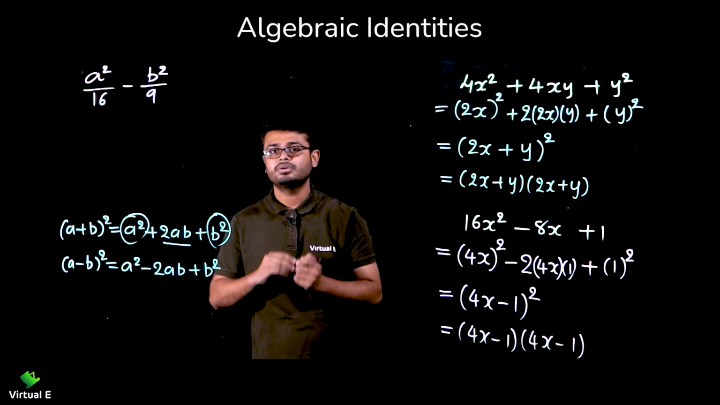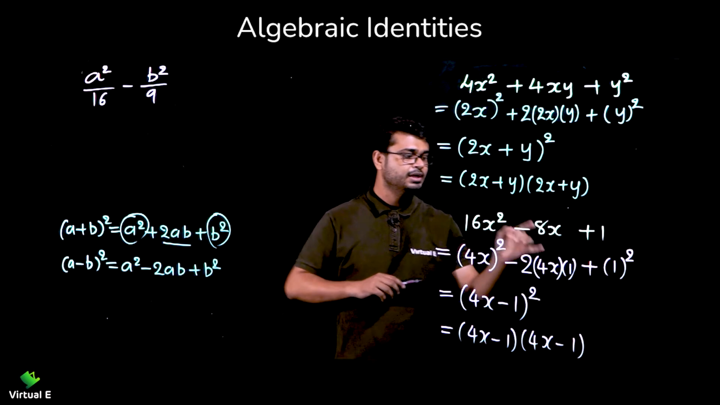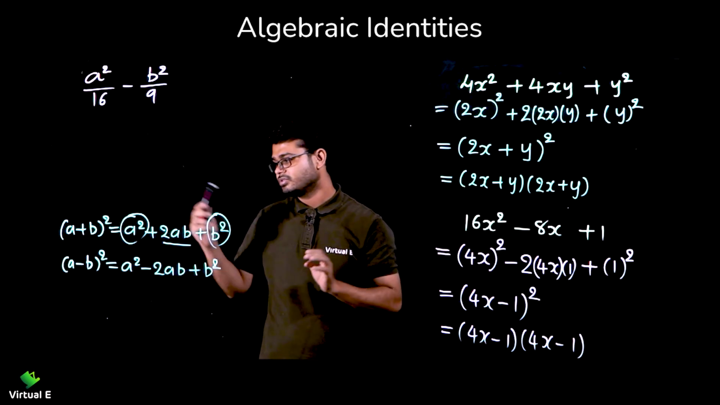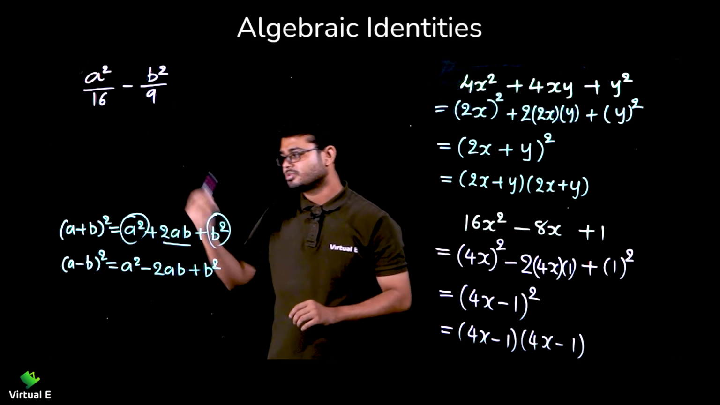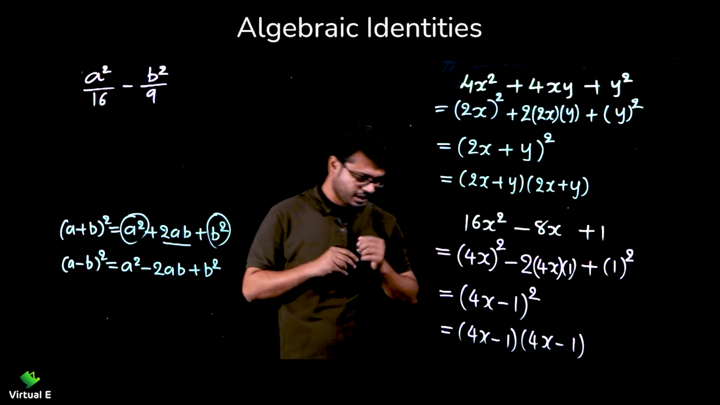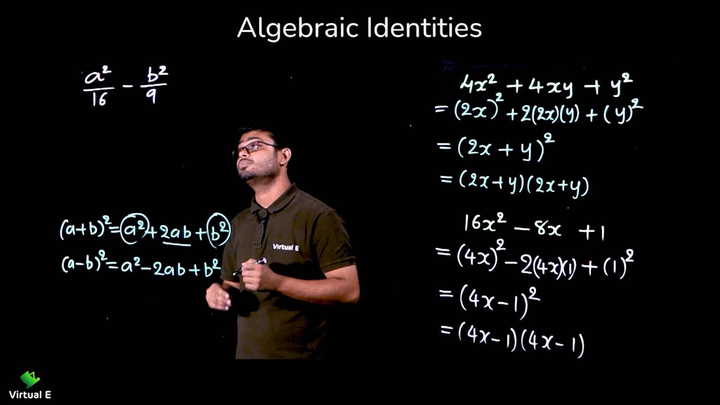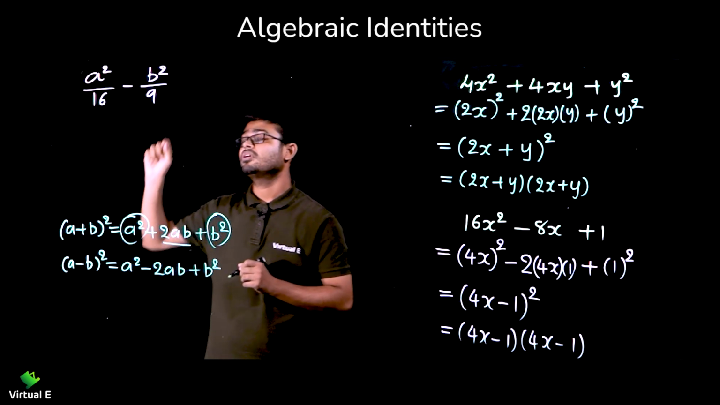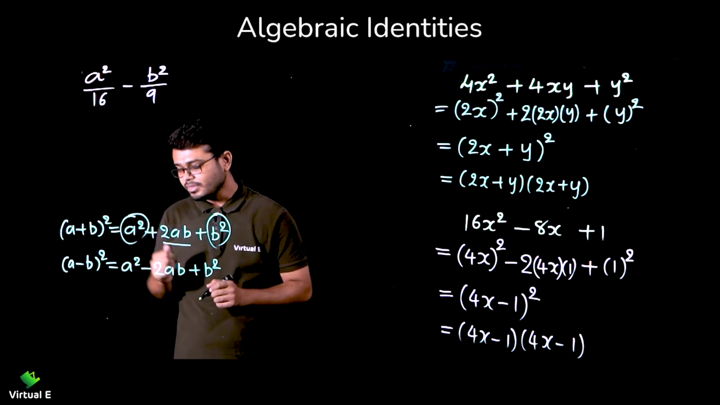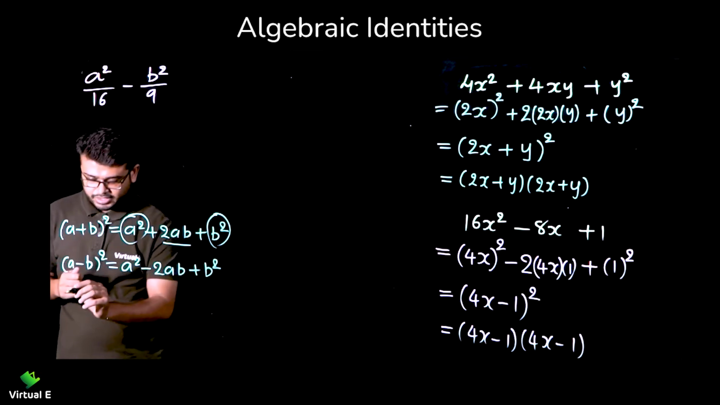Very simple to do, right? We have three terms, out of them two are perfect square. So this is the idea that we are supposed to use this identity. Now let's discuss one more question which has only two terms and both of them are perfect square. We discussed this already.